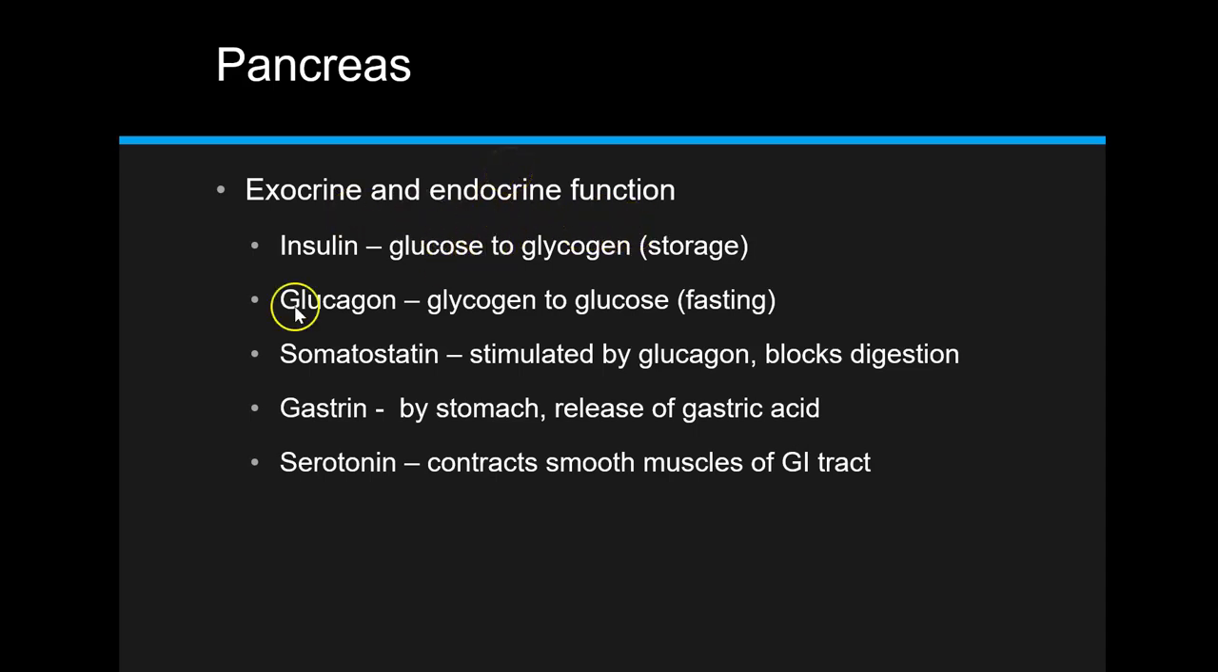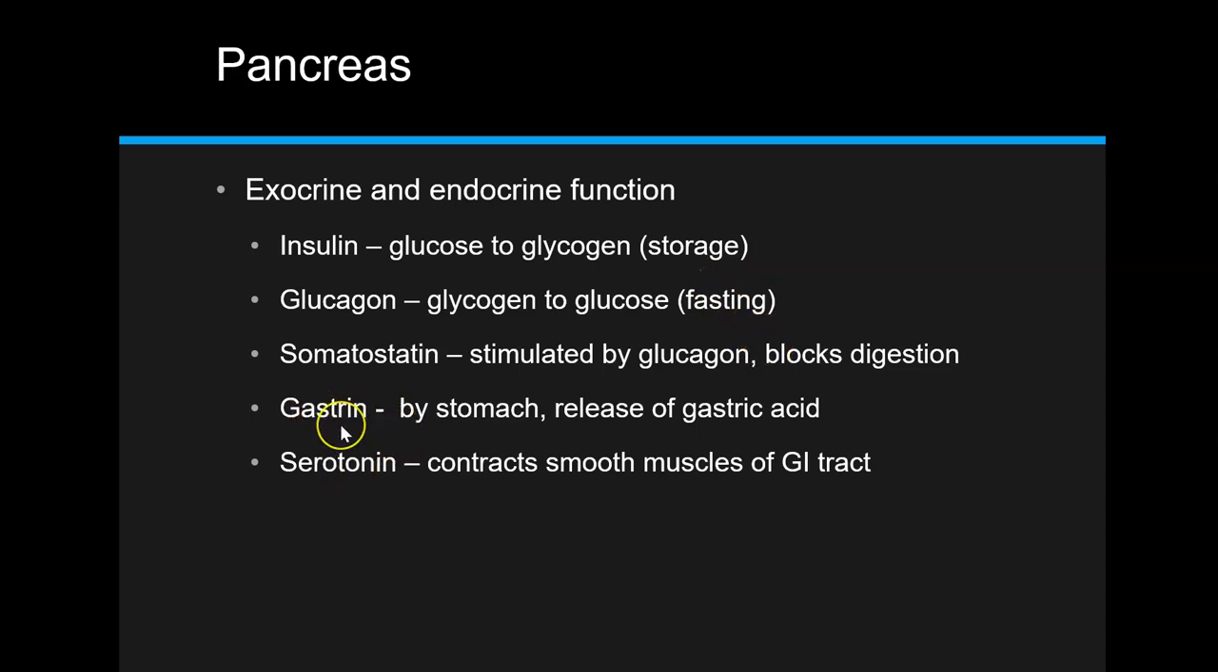So the endocrine portion of the pancreas produces insulin, which gets glucose into the cell and also promotes the conversion of glucose to glycogen for storage. So insulin is a big storage hormone, and is produced after you eat something. Glucagon is its opposite. It will stimulate glycogen to release glucose, and it's triggered during fasting when you don't have any input. Another pancreatic hormone is somatostatin, and it's stimulated by glucagon and it blocks digestion, because you're fasting. Makes sense.